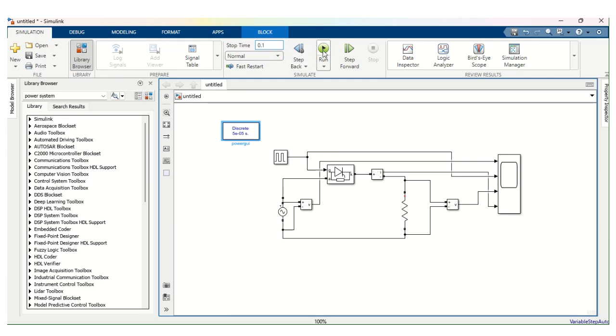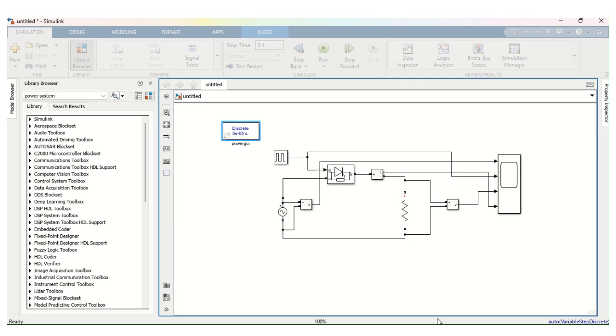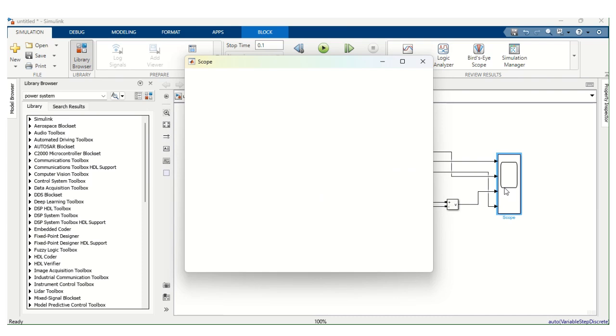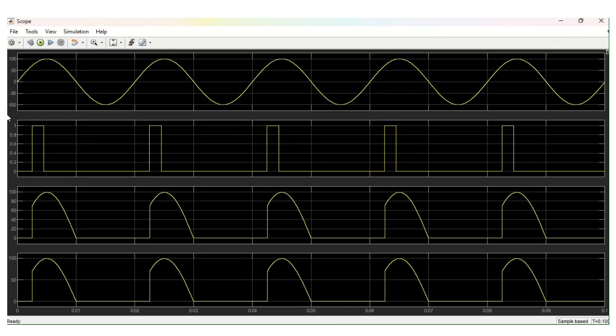Now I am going to run the simulation. It is compiling. It is finished. So now I am going to double click the scope. Maximize. The first one is the supply voltage, which is a sine wave. Second one is the gate pulse, with a 10 percent pulse width, at a delay angle of 45 degree. So this is the output voltage and this is the output current. Output voltage and output current are the same and the magnitude is 100, since the load is resistive.